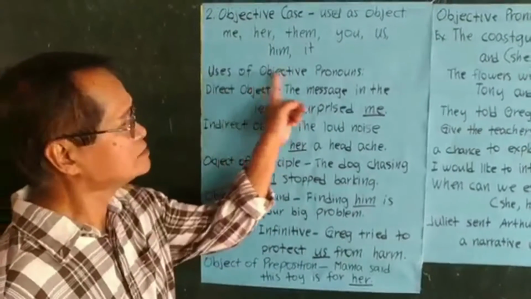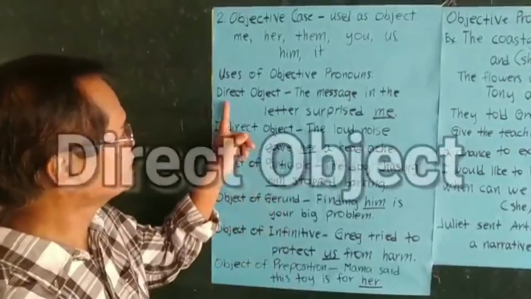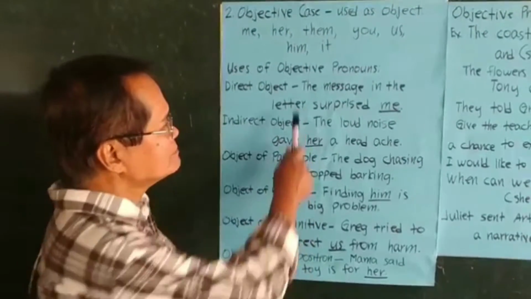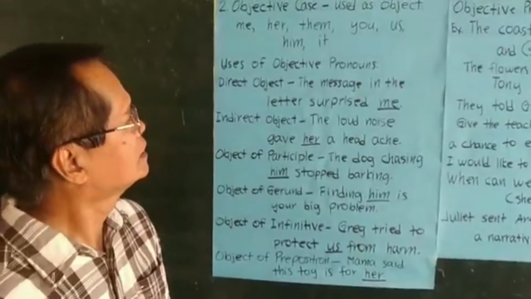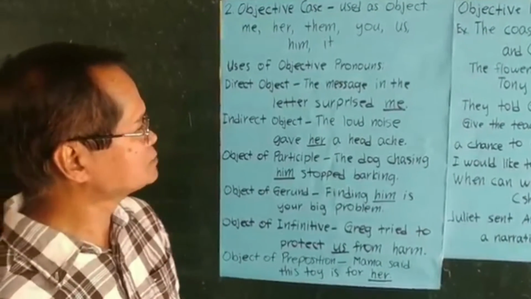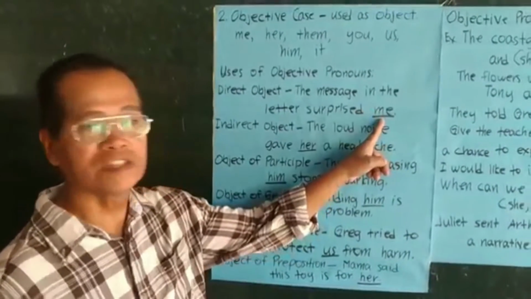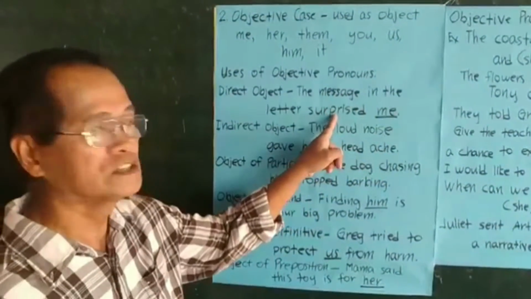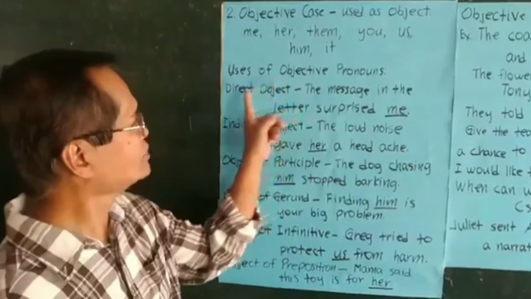Now, here are the uses of objective pronouns. First, it is used as a direct object. Example: The message and the letter surprised me. Our objective case pronoun is me. Why? It is the objective case pronoun because it is the object of the verb surprised. And me here is acting as a direct object.